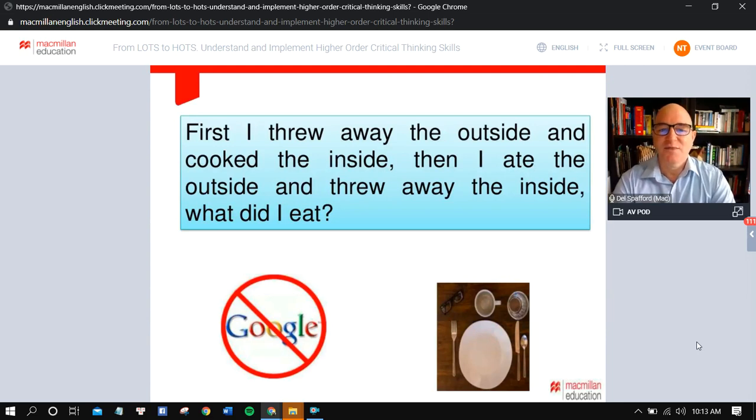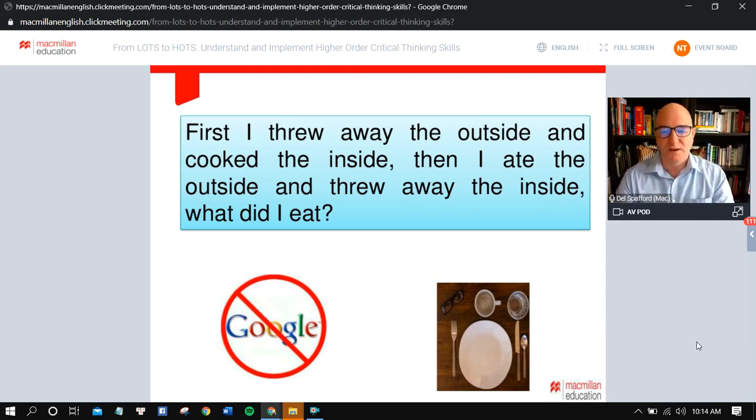So first I threw away the outside and cooked the inside. Then I ate the outside and threw away the inside. What did I eat? So I will give you 1 minute to have a think about the answer. And then we will see.